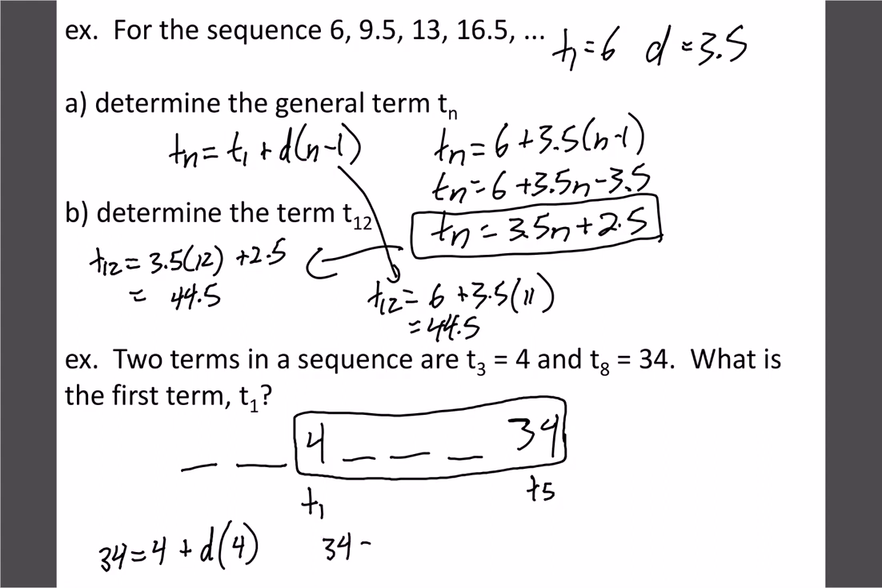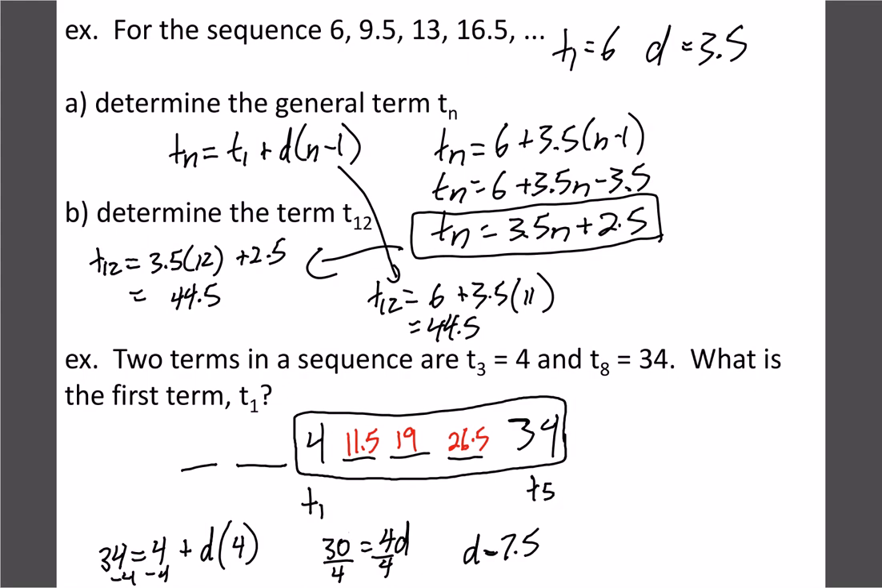So we get 34 equals, let's get rid of that 4 on both sides first. So we'd have 30 equals 4D, divide by 4. 30 divided by 4 is 7.5. So now let's see if that actually works. If we put 7.5 in, so 4 plus 7.5 would be 11.5, plus 7.5 again would be 19, plus 7.5 again would be 26.5, plus 7.5 again is the 34, so we got it right.